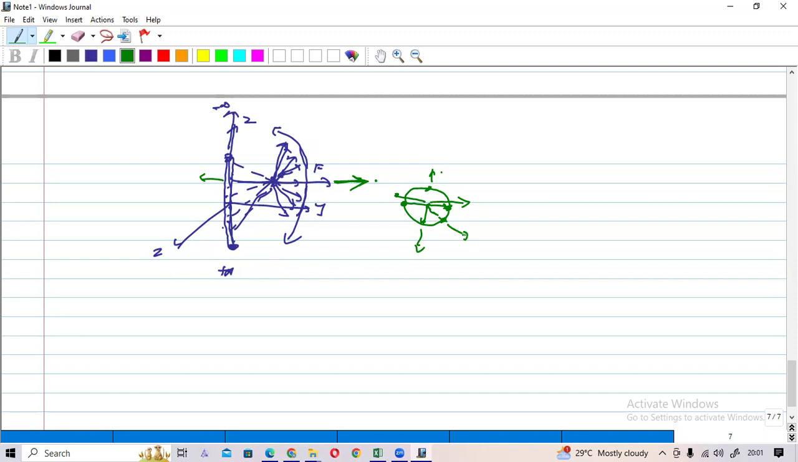What is this direction? This is a cylinder. The Z axis is this, coming out from the screen, and your X axis will be this, and your Y axis will be this.